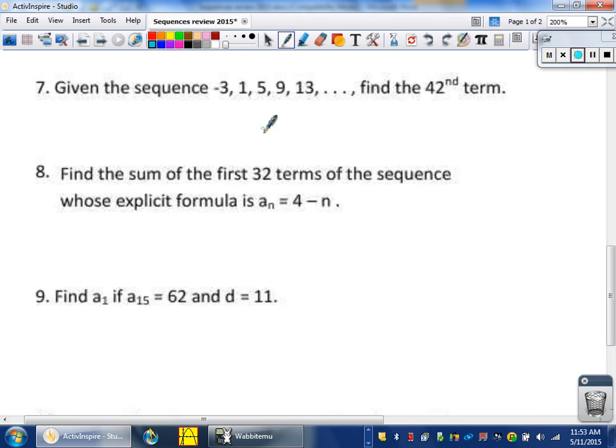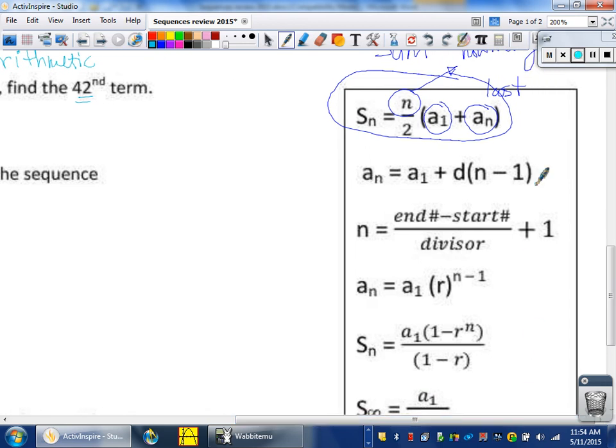Okay, given this sequence, what is the 42nd term? So the first question is, what kind of a sequence is it? Plus 4, plus 4, plus 4, plus 4 makes this arithmetic or geometric? Arithmetic. It has a common adder. So we want the 42nd term. Here is your formula for finding any term of an arithmetic sequence. So we want the 42nd term, that's your n. N is 42.